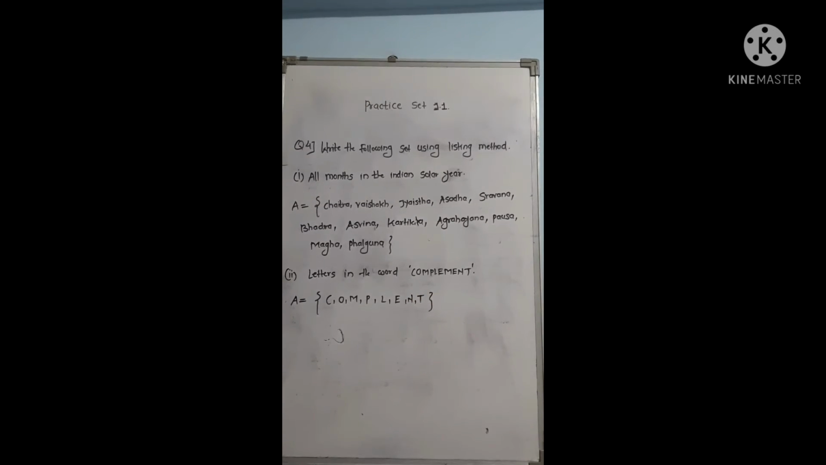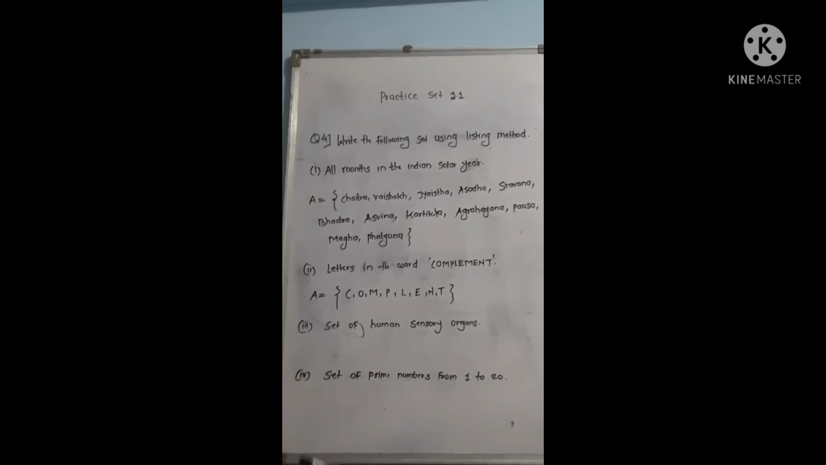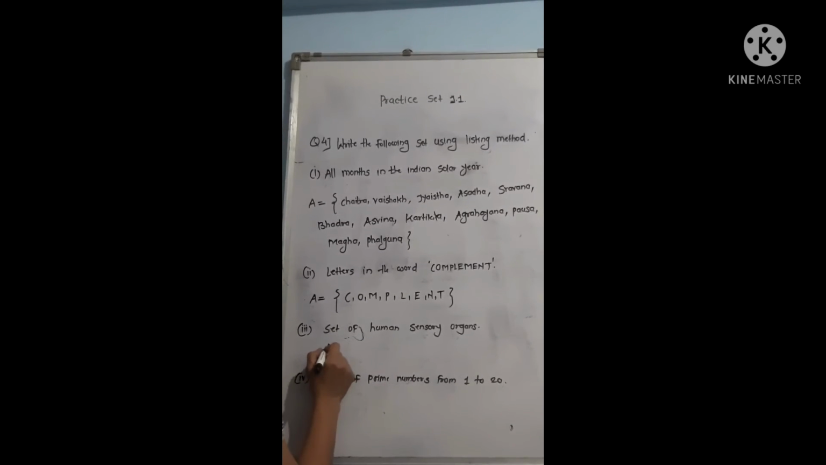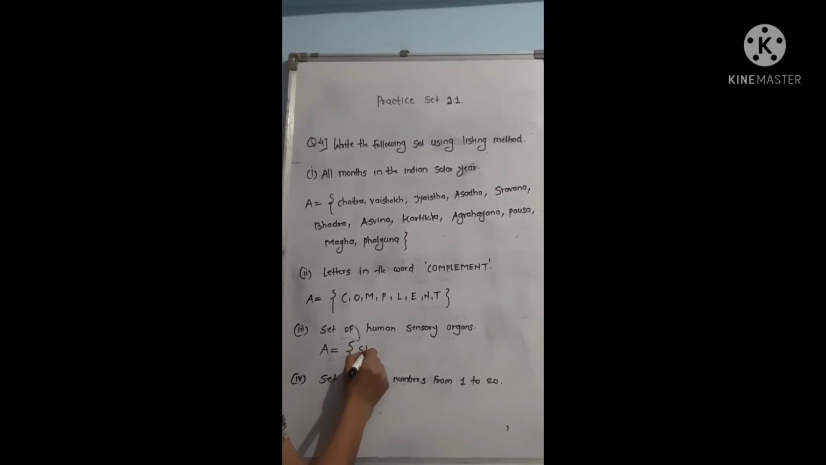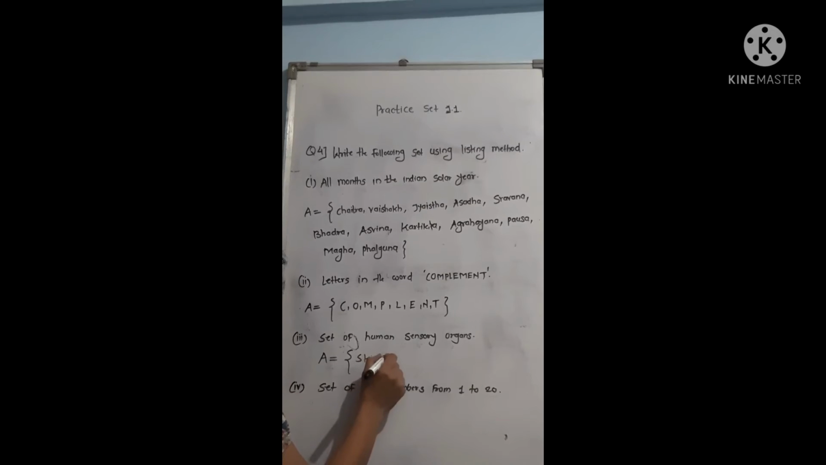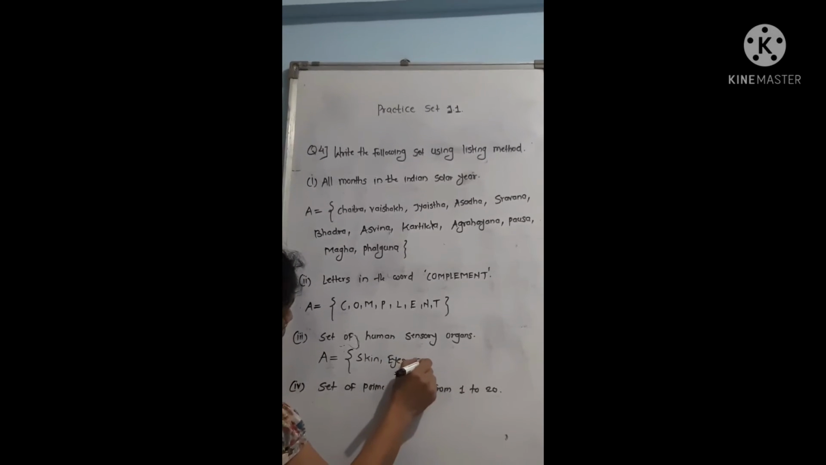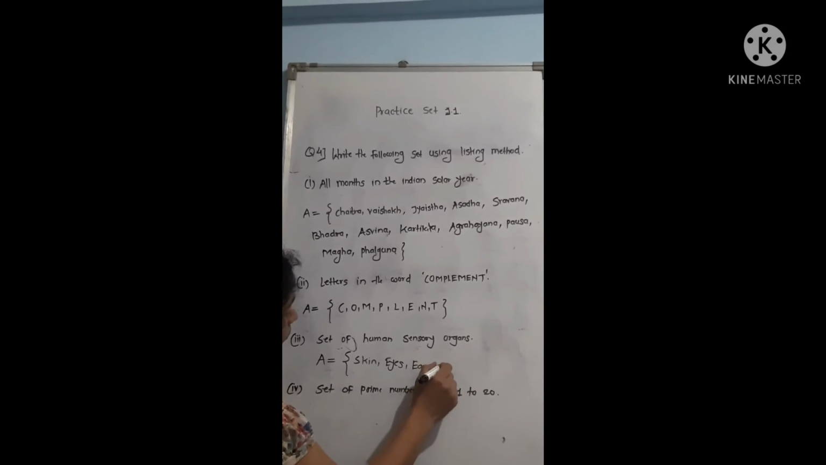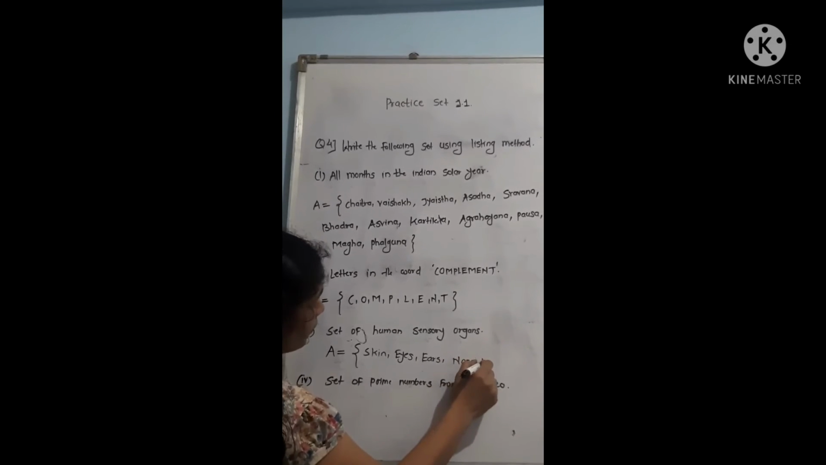Then third one, set of human sensory organs. So A is a set of human sensory organs. So skin, eyes, ears, nose and tongue.